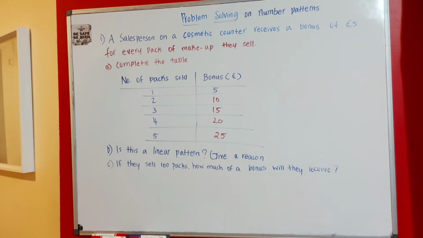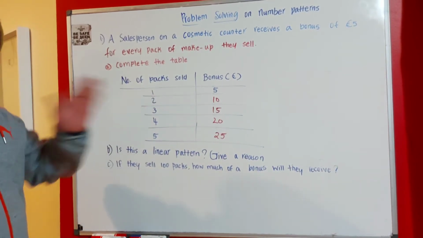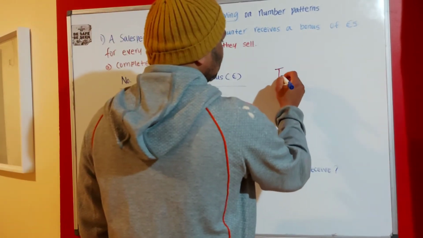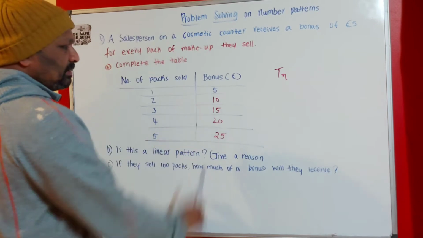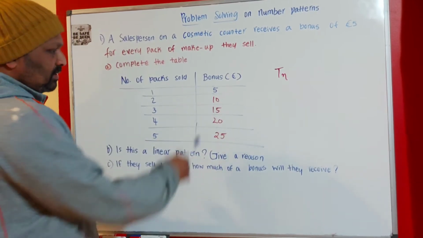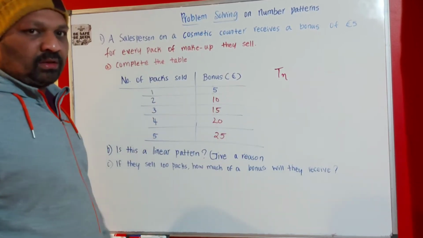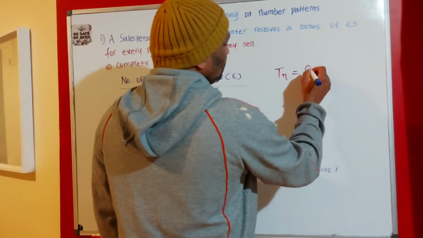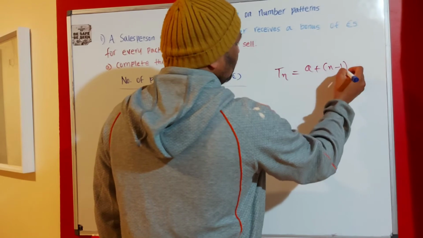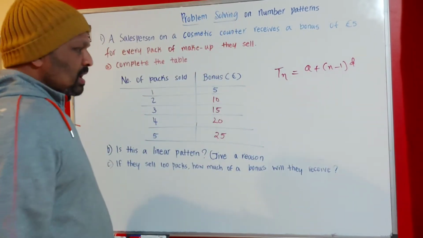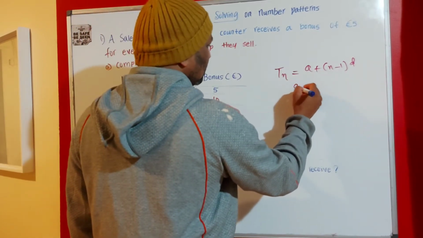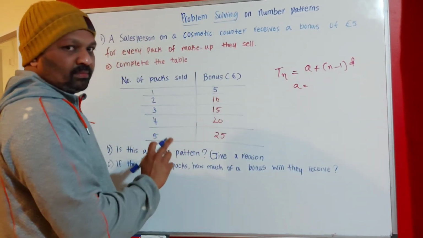If they sell 100 packs, how much of a bonus will you get? This is the scenario where you have to make use of the general term, which we discussed previously. What is the general term? Is this an arithmetic progression? It is an arithmetic progression because the difference is the same throughout the series. What is the formula for the general term? Tn is equal to a plus n minus 1 into d. What is a here in this series? A is the first term.